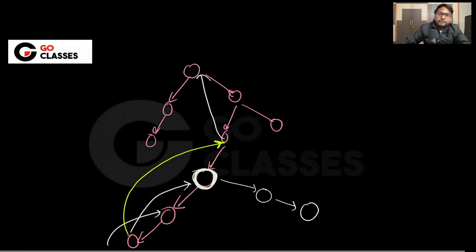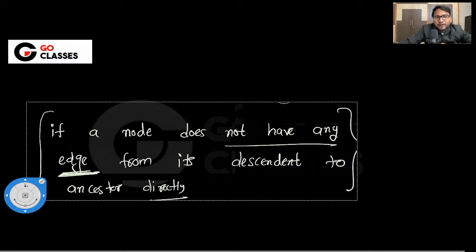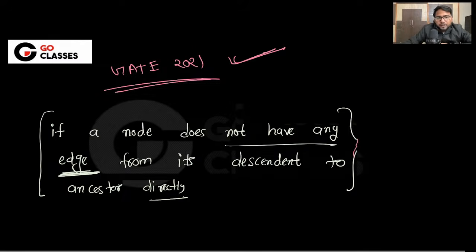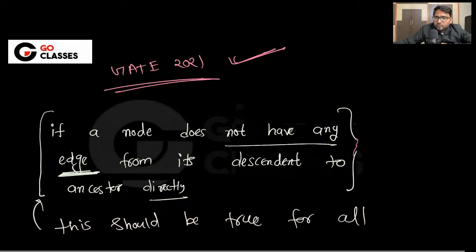Actually, in GATE 2021, I think, they have asked this question. Exactly the same question they have asked. So this should be true for at least one subtree. Okay, which means you tell me this.